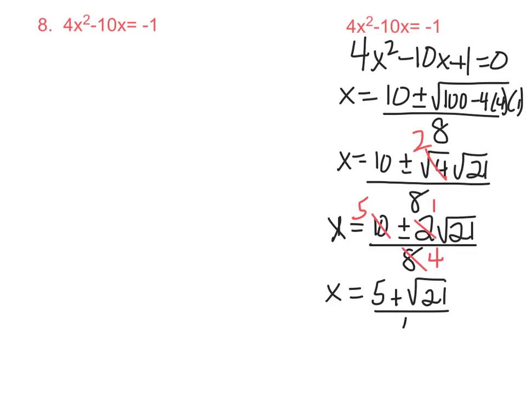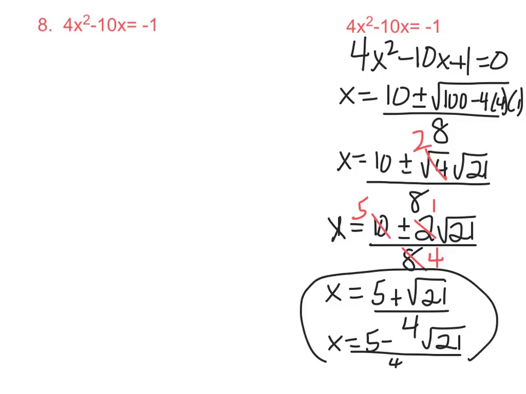And lastly, I'm going to try to squeeze this in. We're going to get 5 minus, oops, I'm going to squeeze it in over here, square root of 21, that whole thing over 4. And those are your two solutions.